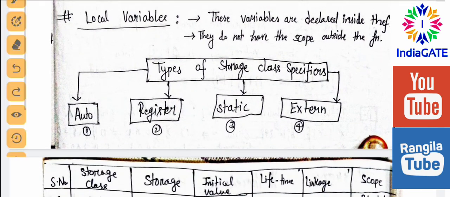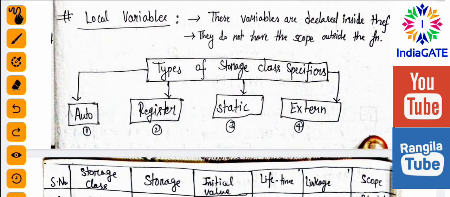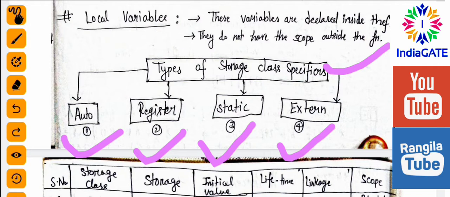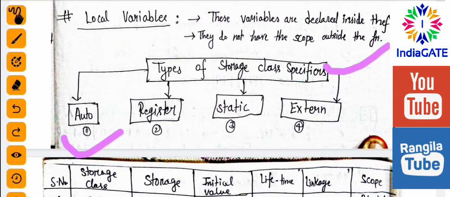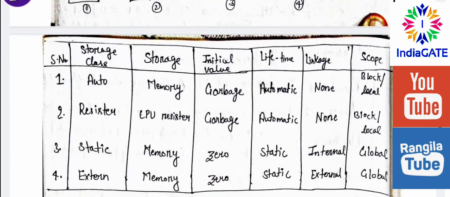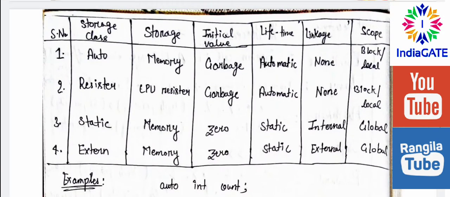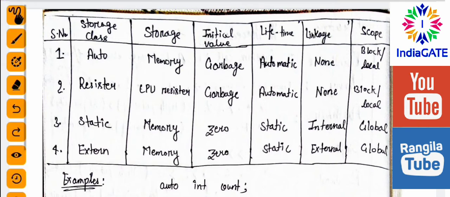Now come to the types of storage class specifier. So there are 4 types of the storage class specifier. First is your auto, second one is your register, third is your static, and fourth is your external. Now come to the important table, which specifies all types of the storage class based on their storage, initial values, lifetime, linkage and scope.